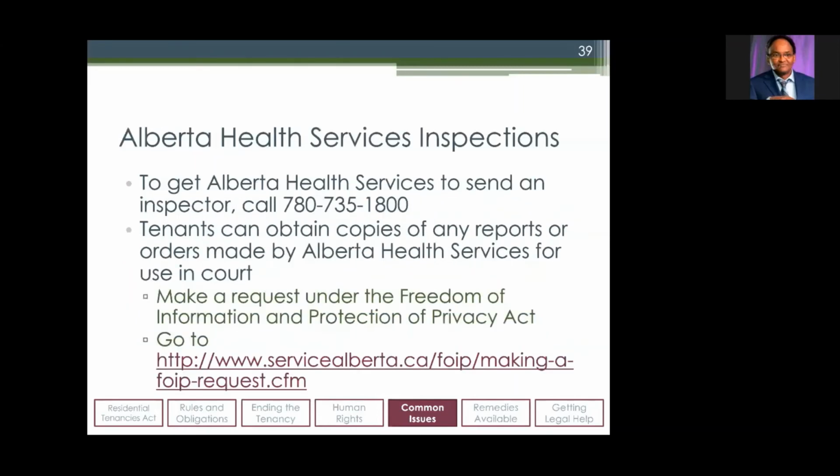So let's move on. Like I told you previously, you can involve Alberta Health Services, the government's health department when it concerns environmental health and the living conditions. They can come out and inspect the place to see if it complies with the minimum housing standards, and that does not cost you anything. I have the phone number on the slide, which you can call.